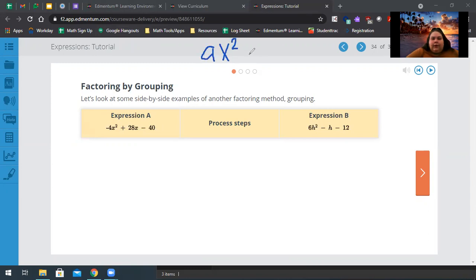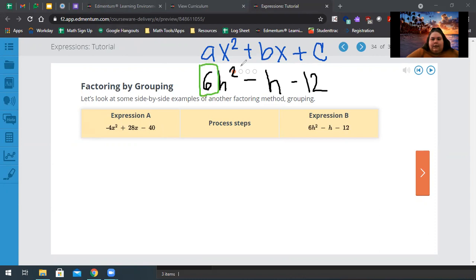Ax squared plus bx plus c. It might actually be helpful if you identify your A, B, C first. So you have 6h squared minus h minus 12. If you can see, they line up with the A, B, C. This is your A, this is going to be your B, and this is your C.